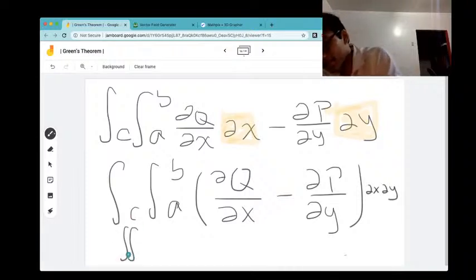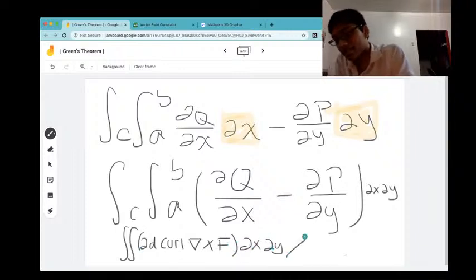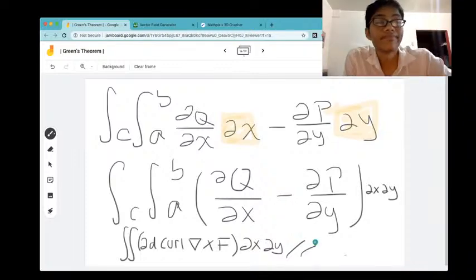And the last thing I want to write down quickly is this. I can just say that all of this is simply what? Well, it's just the two-dimensional curl, right? Isn't this just the equation for two-dimensional curl? Okay, and just multiply that by partial x partial y, and we're done. That is, in essence, Green's theorem.